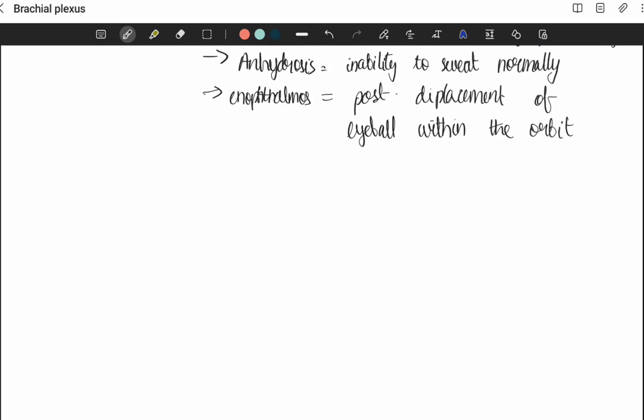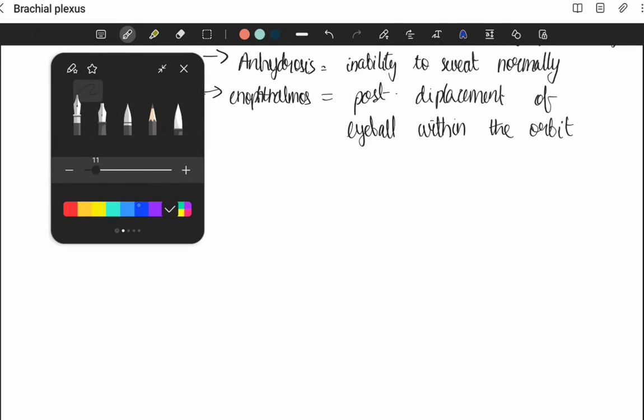So guys, this is all about brachial plexus. That is mainly what we need to learn.